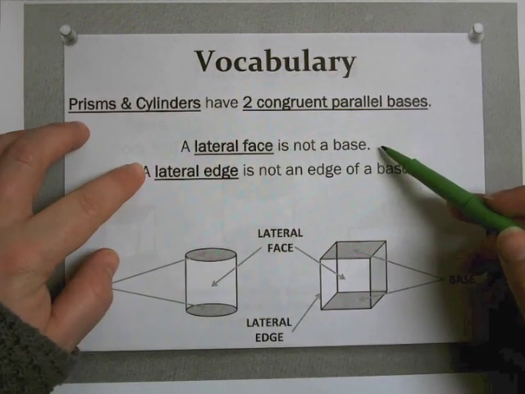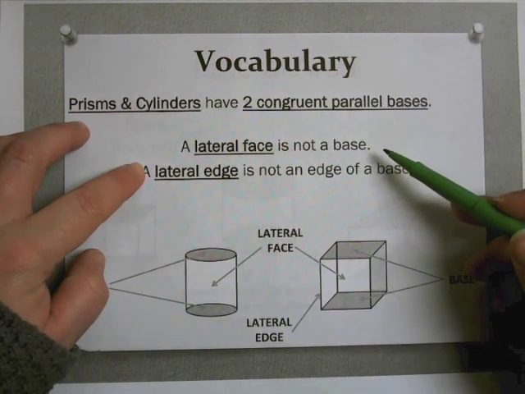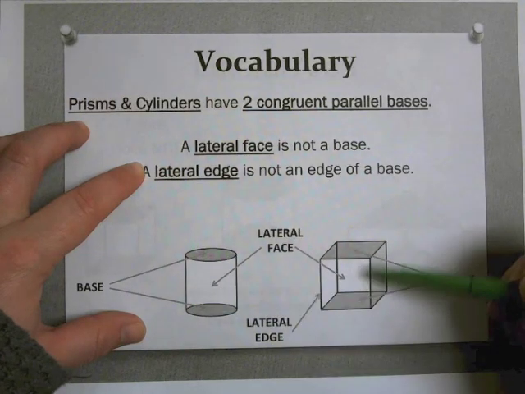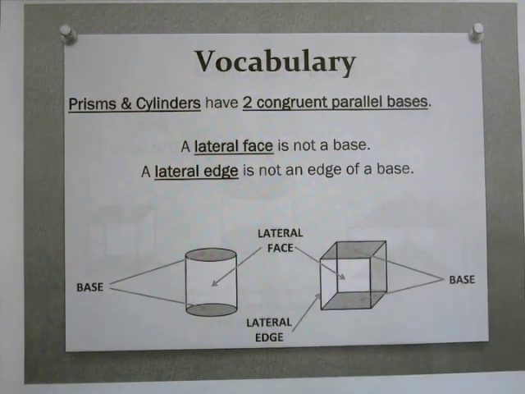A lateral face is not a base. So our lateral face would be everything that is not included in the shaded part. The shaded parts are our bases. The white parts, or the clear parts, are our lateral faces.